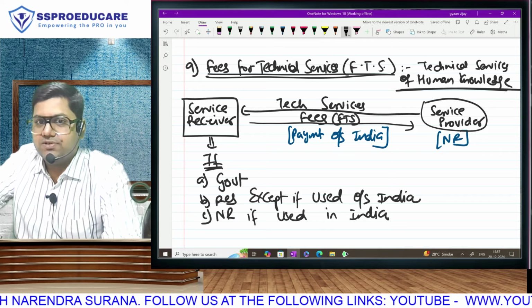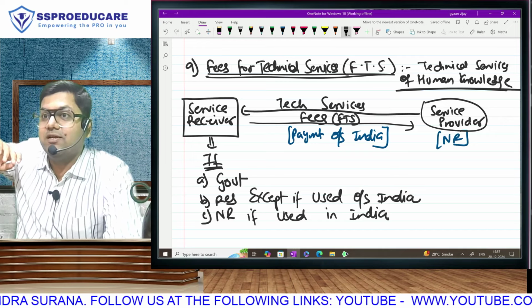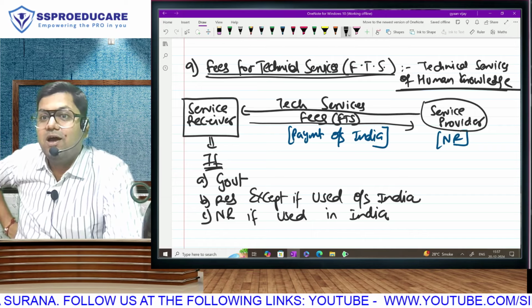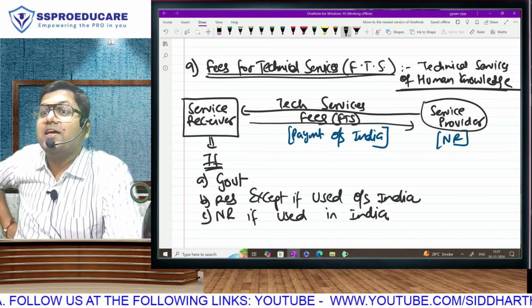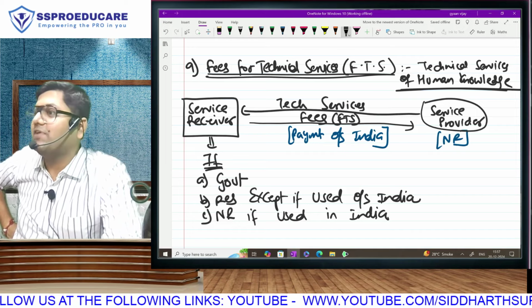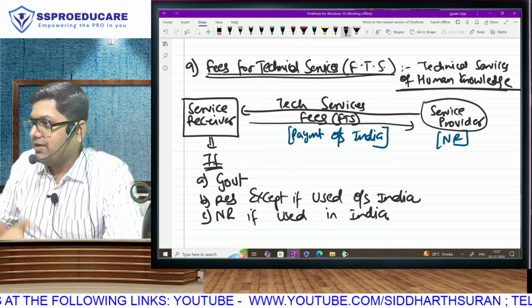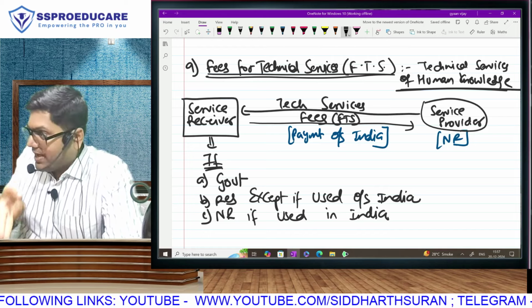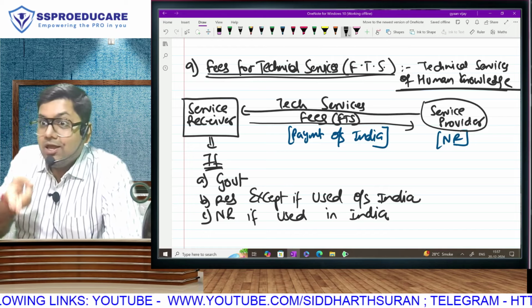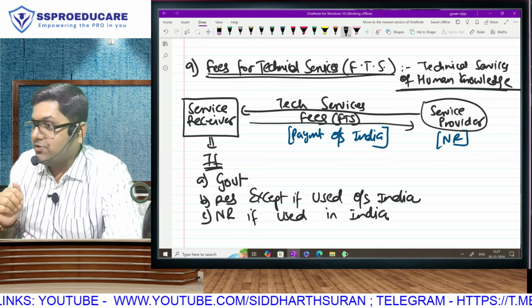Supposedly, Reliance has given its customer care to some foreign company, a non-resident, and payment is also happening outside India. Let's take that example. Can that fees for technical services be taxable for the receiving call center owner? If government is paying, taxable. If Reliance, a resident, is paying, taxable. And Reliance is using it for customers in India. If it was being used for customers outside India, not taxable. But it is being used in India.